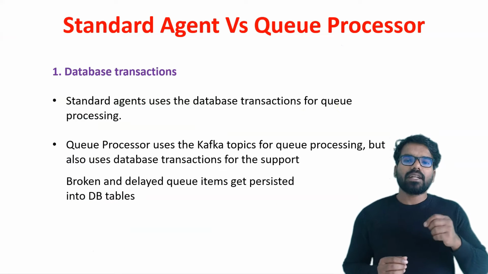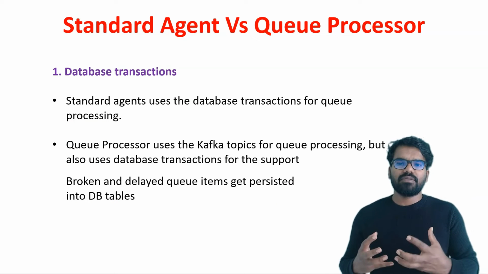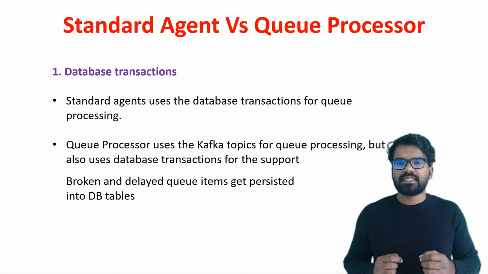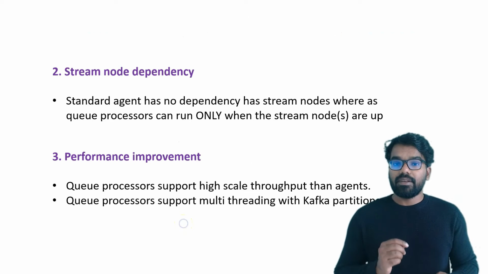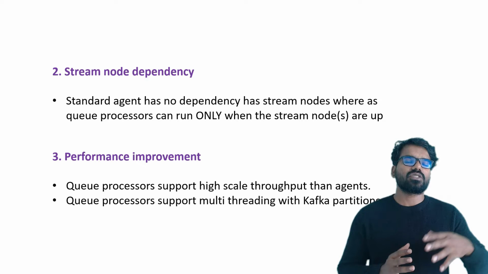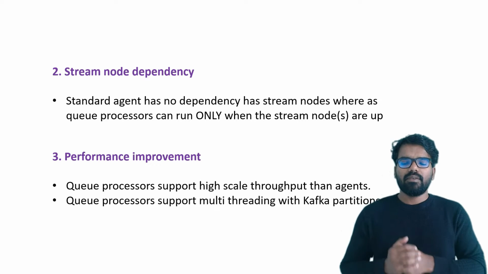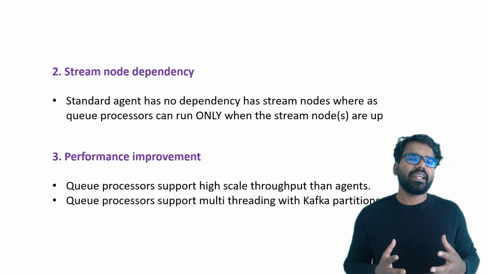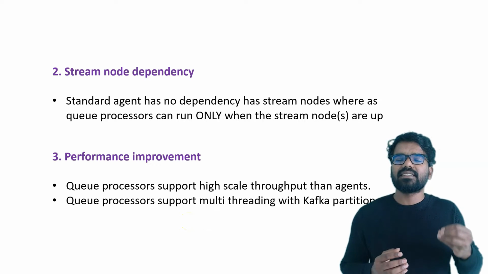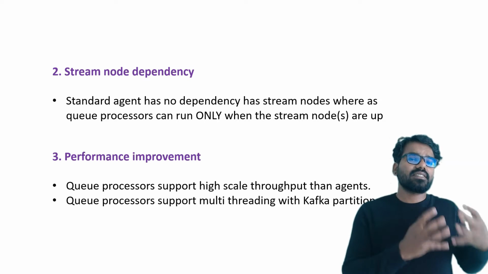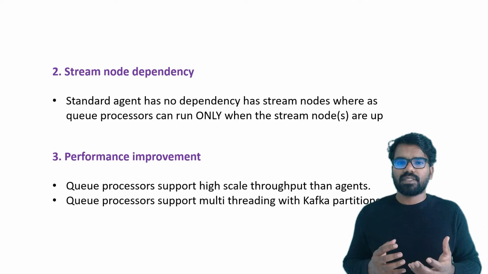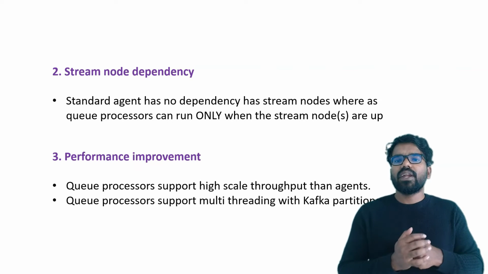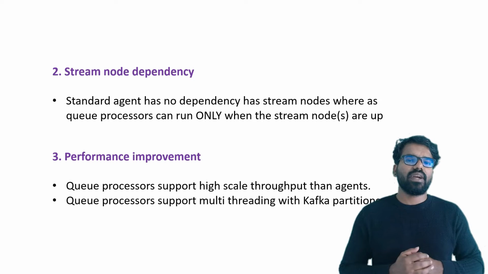Okay, now coming back to the differences. Now we know the database differences, how the data are stored between the queue processor and the standard agent. Now let's look at the second main difference. Queue processor is totally dependent on the stream node, whereas the standard agent is not dependent on stream node. What I mean here is the queue processor needs the Kafka stream, and Kafka stream runs on the stream server, because the stream server is where Kafka is installed. So definitely you need to have at least one node classified as stream.